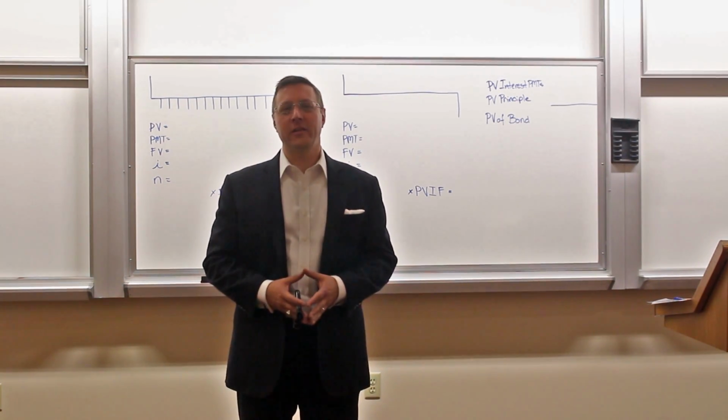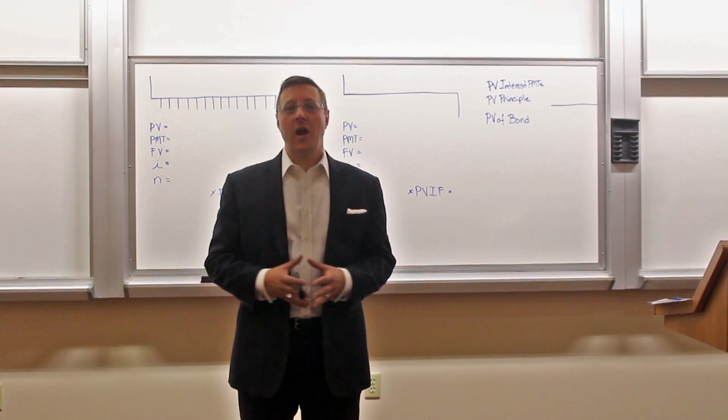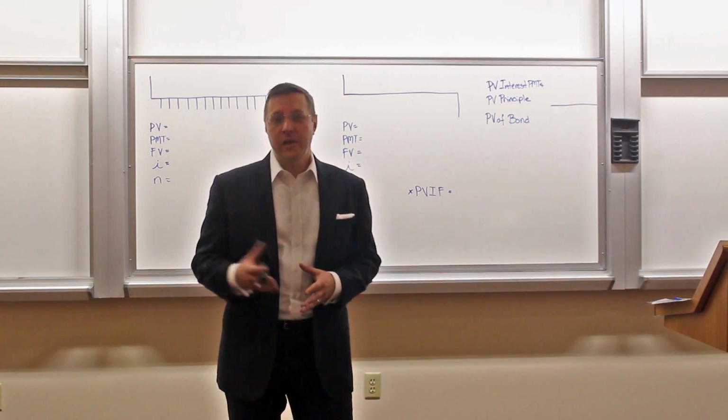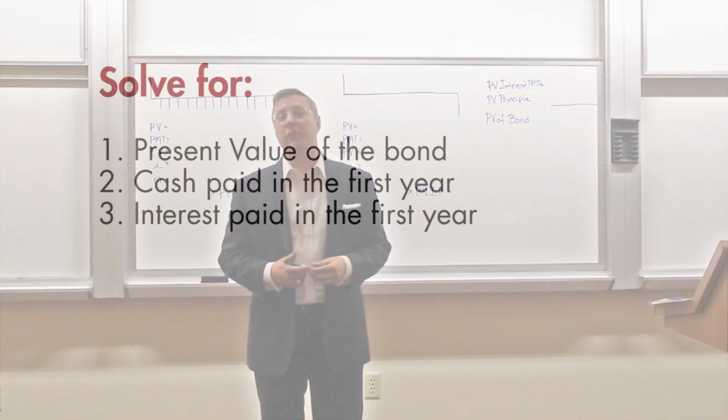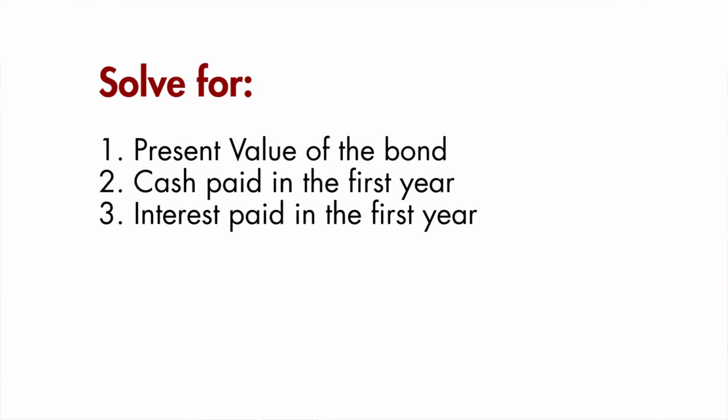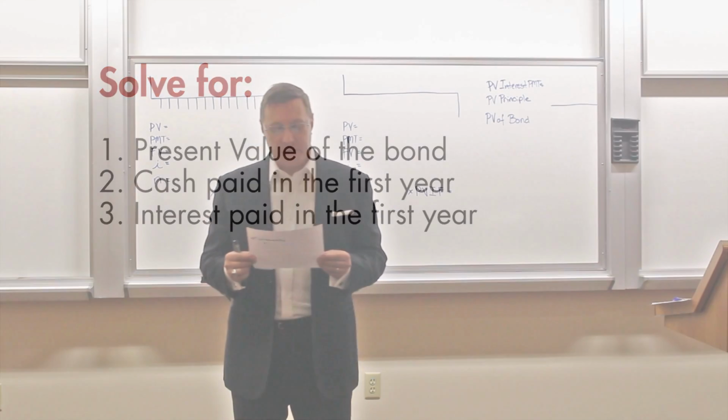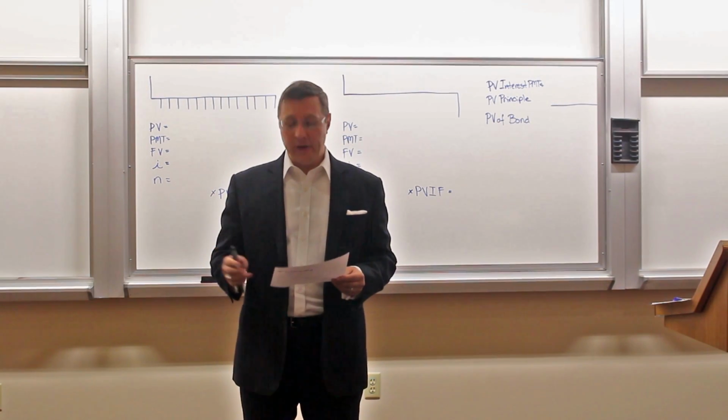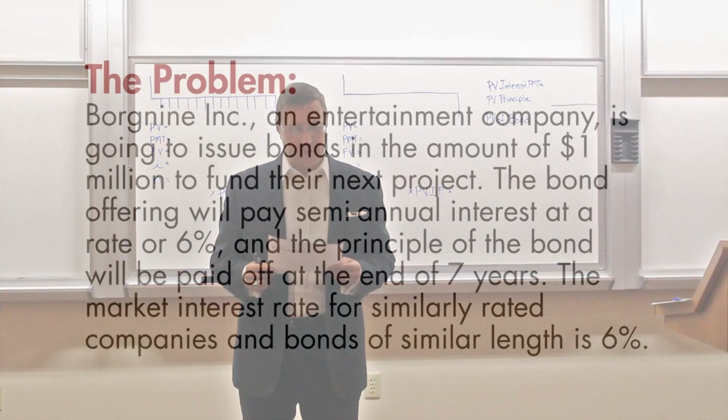What I'm going to do today in this video is take you through how to do a bond problem. In this particular bond problem, first we're going to calculate the present value of the bond. Second, we're going to calculate the cash that is paid upon the bond in the first year. And third, we're going to calculate the interest that is paid upon the bond in the first year, the interest expense. So first of all, we need to do a careful reading of the problem to know what we're trying to get out of it.